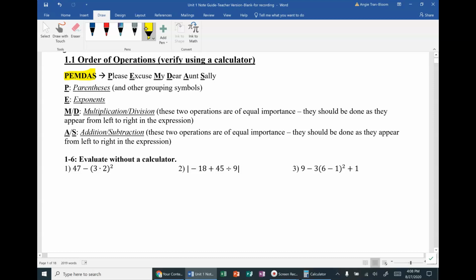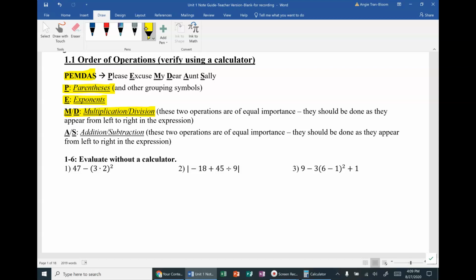So our P is going to represent parentheses. We do that first. Next is going to be the exponent. Now be very careful with multiplication and division. You do those two from left to right. Okay, multiplication does not have to be done first unless it's in front of division. Now, if division is in front of multiplication, then you do division first, but you do those from left to right.